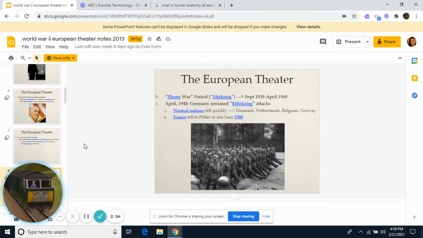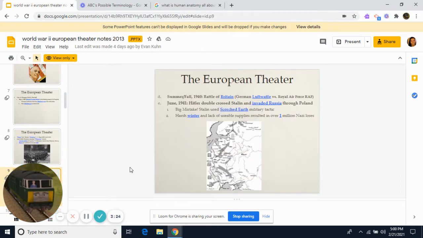Phony War period, Sitzkrieg, between September 1939 and April 1940. April 1940, Germany resumed Blitzkrieg attacks. Neutral nations fell quickly: Denmark, Netherlands, Belgium, Norway. France fell to Hitler in late June 1940. So this is what the military is actually planning to do. Some of them fell pretty quickly, but all right.